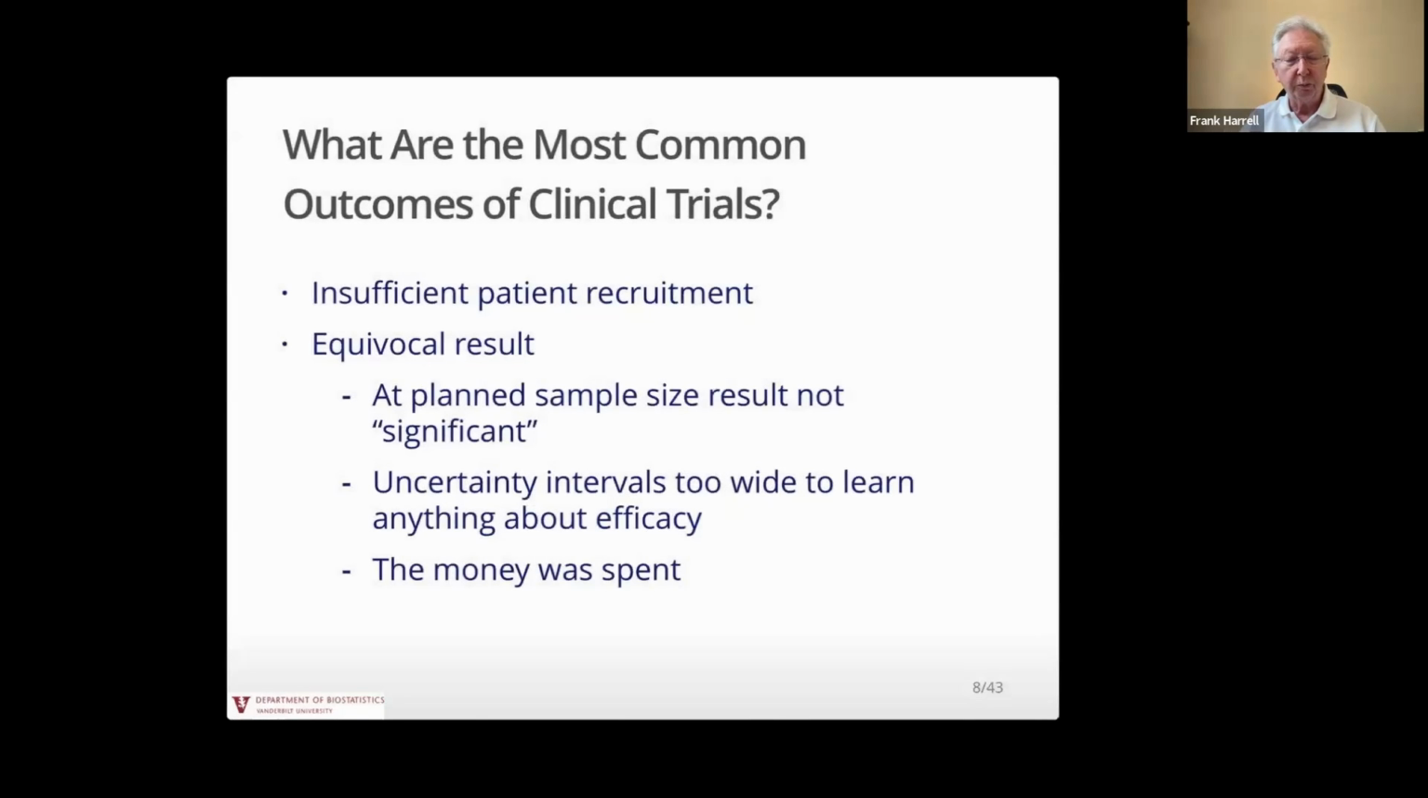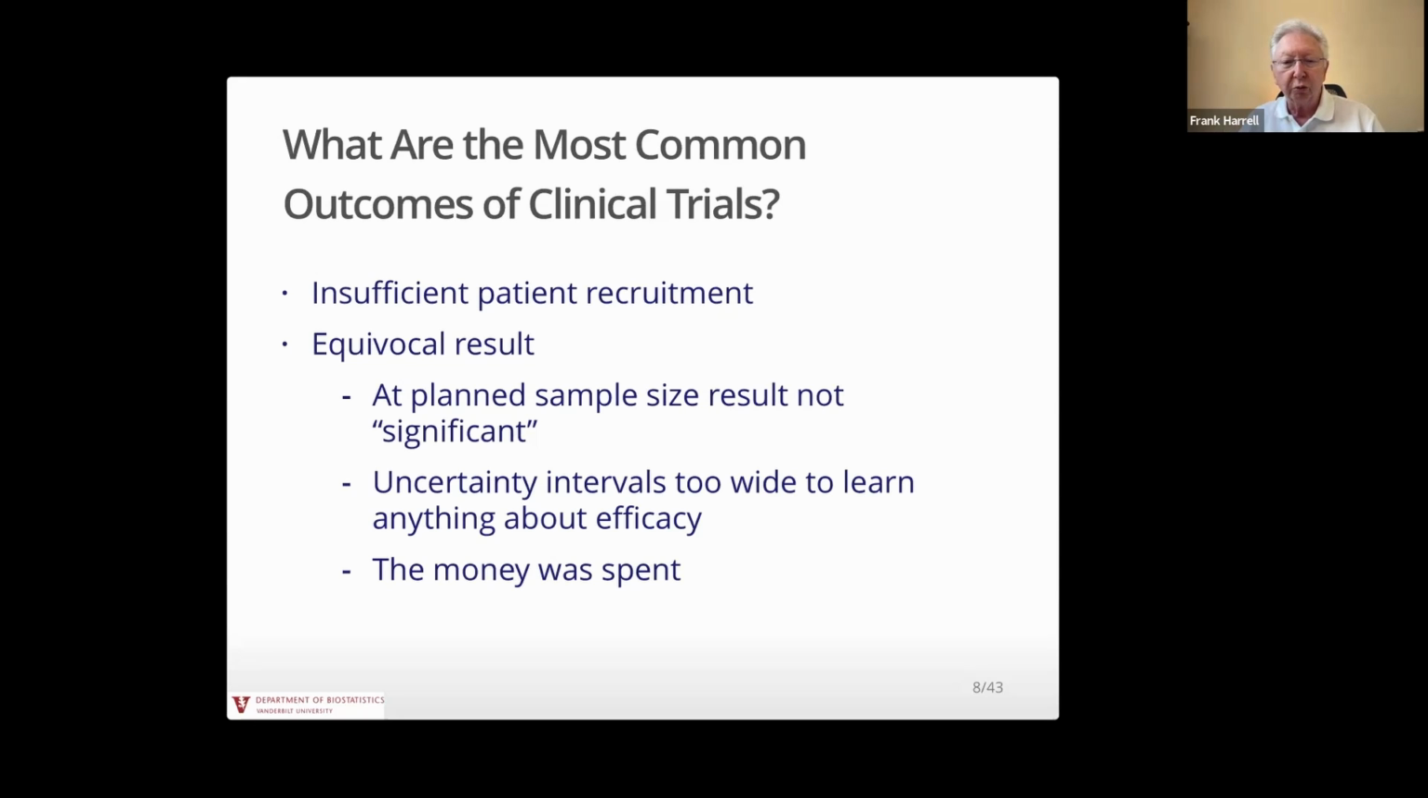Power and sample size issues are really related to the statistical school of thought that you happen to be in. And this leads into a discussion of what are the most common outcomes of clinical trials. Well, insufficient patient recruitment is the number one outcome of a clinical trial, unfortunately. The second most common outcome is an equivocal result. And this is really a sad thing because at the planned sample size, the results are, quote, not significant, but the uncertainty intervals are so wide that you haven't learned anything.